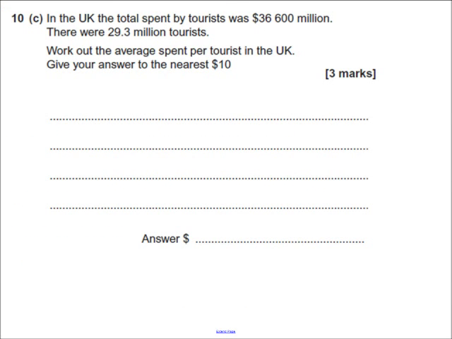Question 10c. In the UK, the total spent by tourists was 36,600 million. There were 29.3 million tourists. Work out the average spend per tourist in the UK and give your answer to the nearest $10. So what we need to do here is make sure that we're dealing with the same amounts, okay? So in the UK, the total spent by tourists was 36,600, and that's in millions, okay? Now there were 29.3 million tourists.